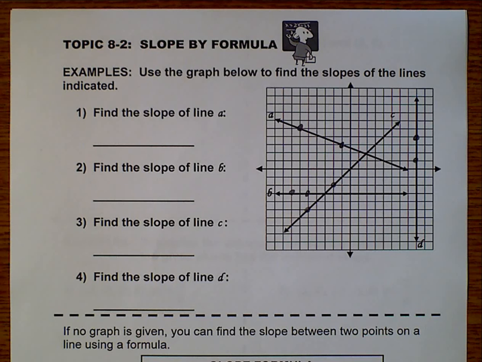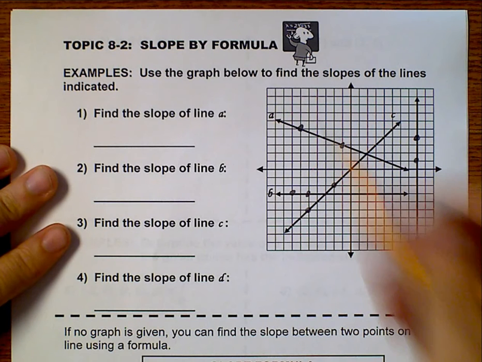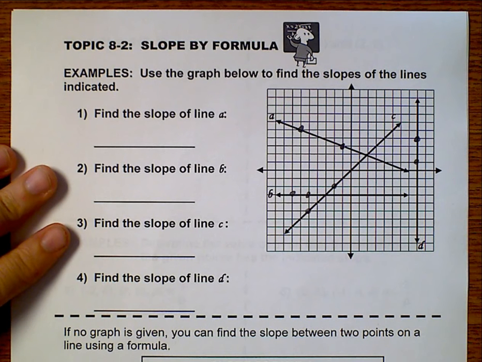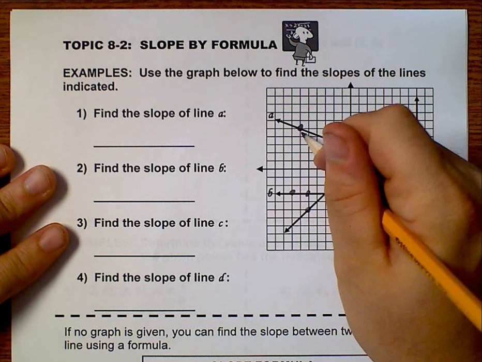Hello, this is topic 8-2 on slope by formula. But first let's go ahead and just review how to find slope on a graph. So the slope of line A, I've went ahead and marked points on this slope. You may want to go ahead and do the same on your graph just to make this a little bit easier. But you want to identify two clear points on your line and then you find your slope.